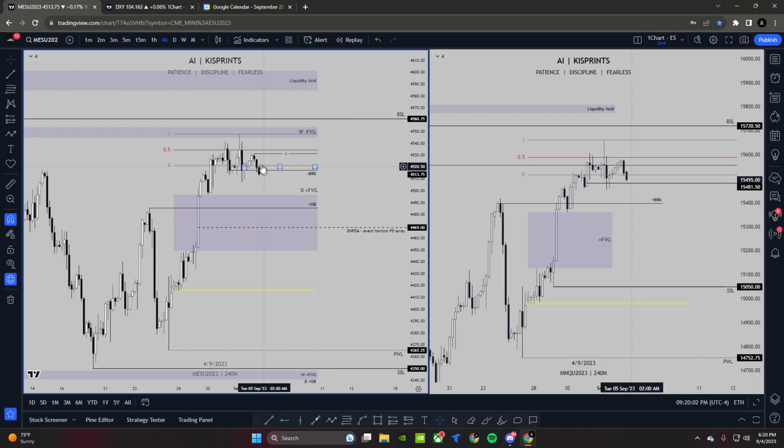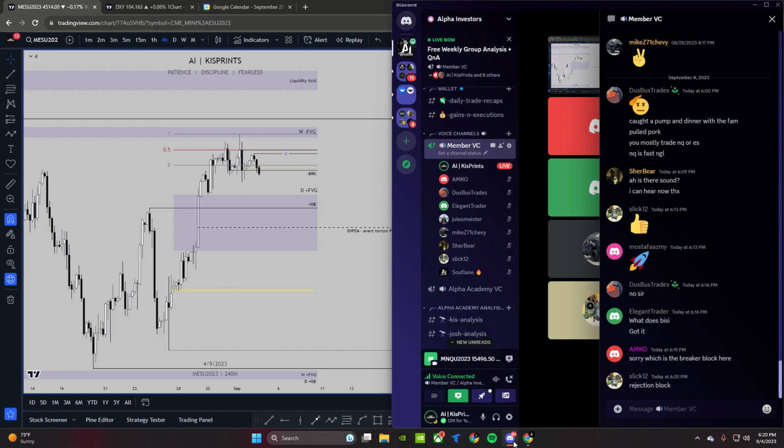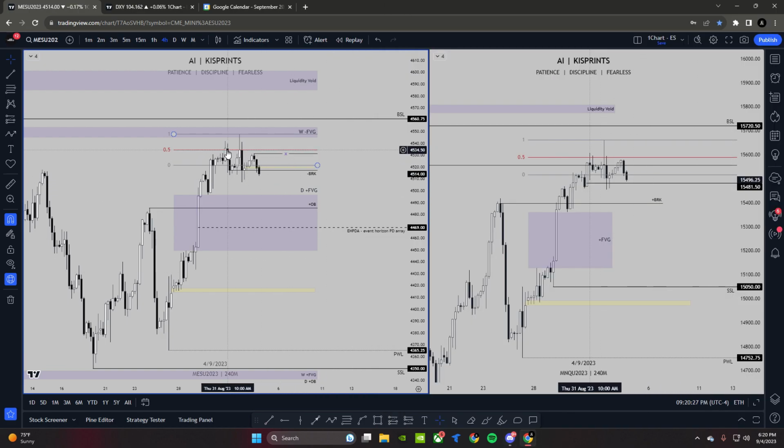I would like to see a sweep of this short-term high, and then after that, what would we want to see? A tap into the 50% of the weekly wick, right? And what is that right there? Does anybody know what that PD array is? Amco said rejection block. Wow, bro was quick with it. Yeah, good job. Amco also asked which is the breaker block here. The breaker block is going to be these down close candles. That's your breaker block.